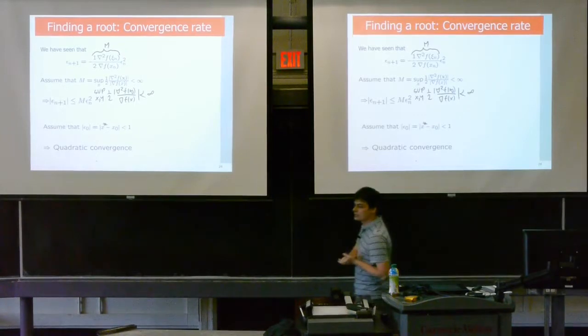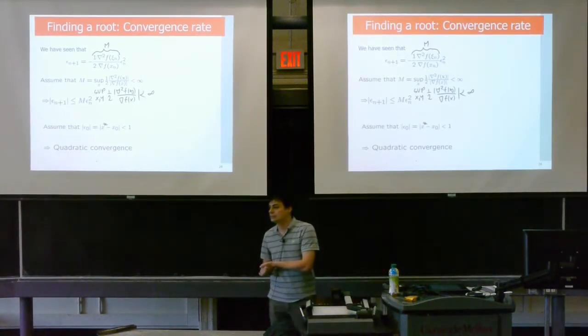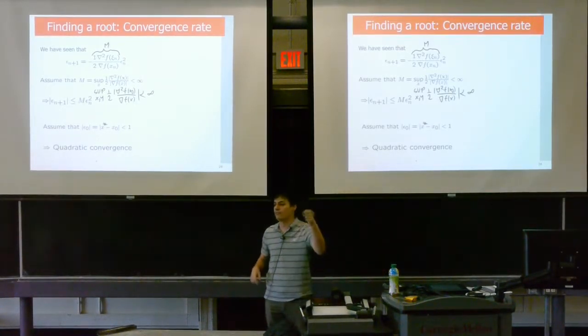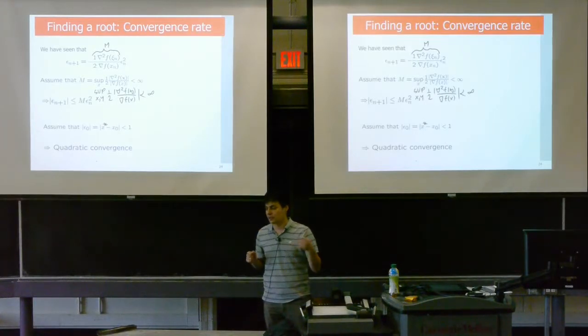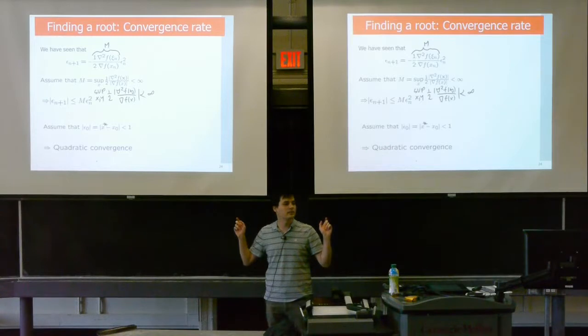So this is a proof of the convergence rate for this very special case when f maps real numbers to real numbers. Any question about this? Is it clear?